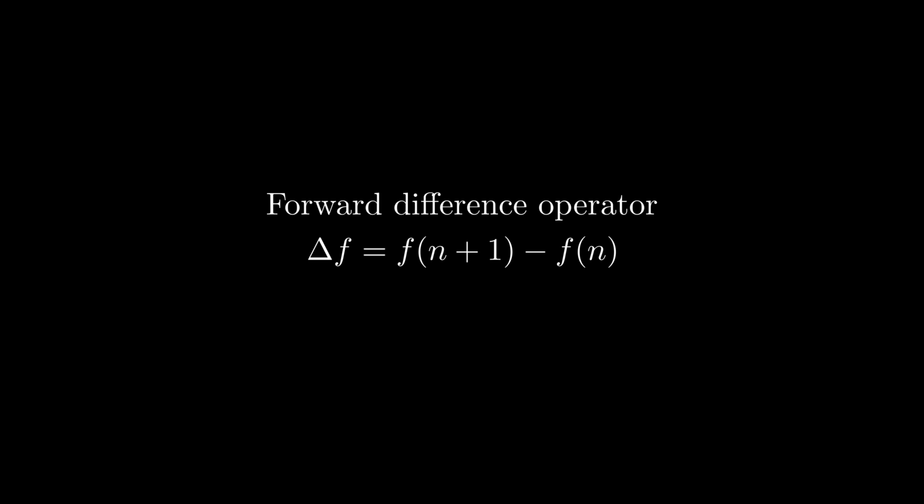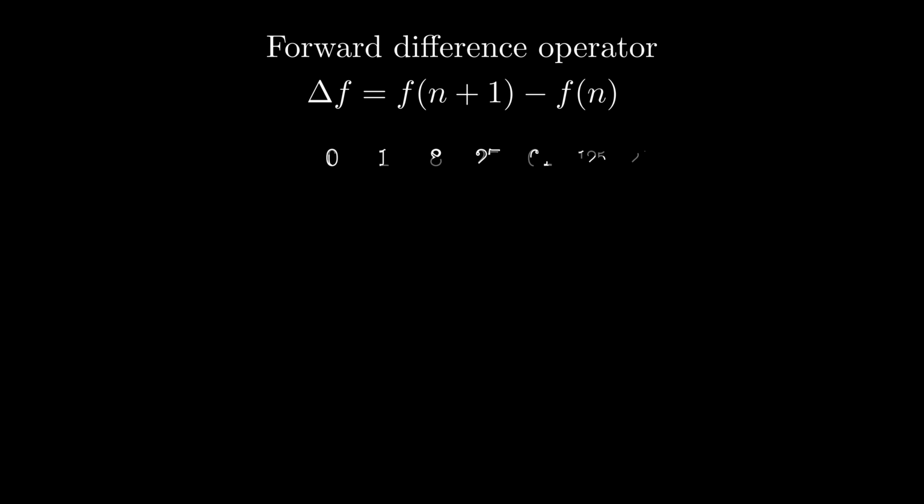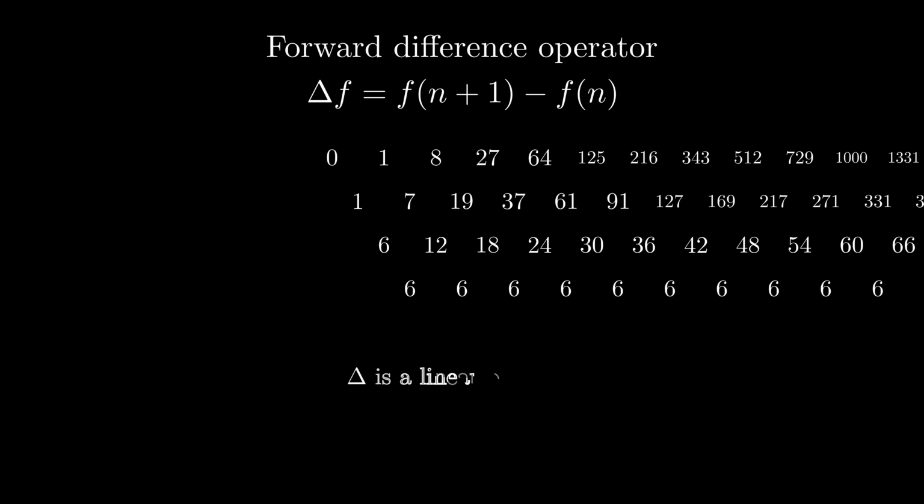Let's now define what we call the forward difference operator, denoted as delta, to form our finite differences. This is also a linear operator. It turns out that there are a lot of interesting properties that these two operators share.